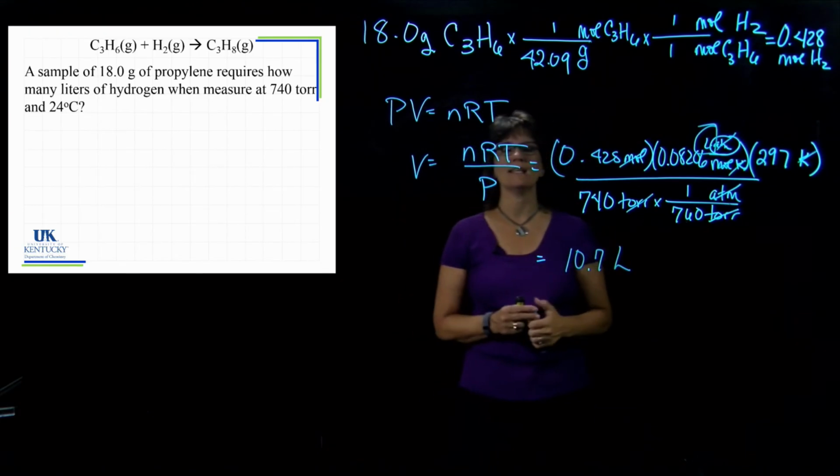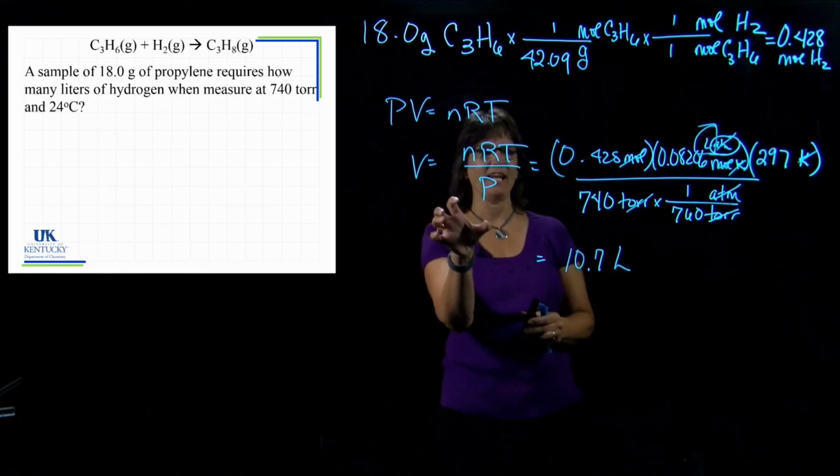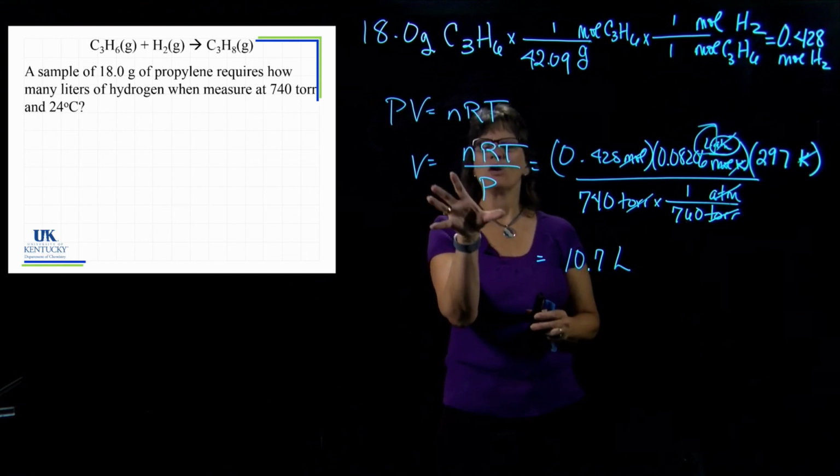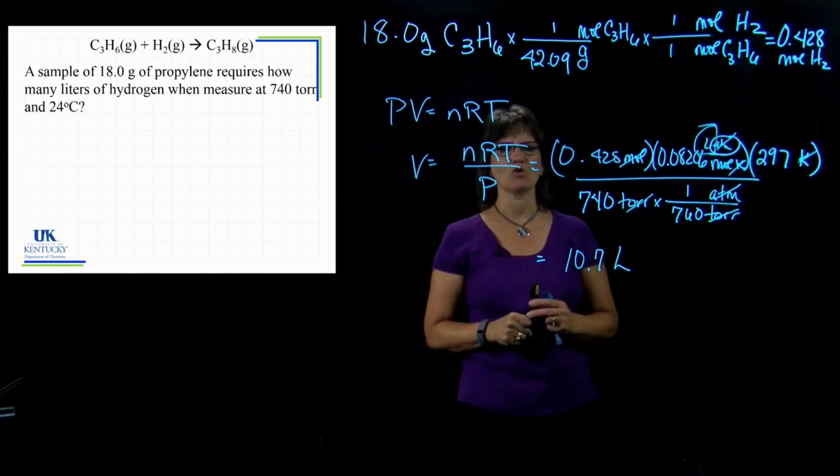So there is the stoichiometry where we're incorporating PV equals nRT, and I call that PVT boulevard, incorporating that as one of the legs of my journey as I do the stoichiometry for these problems.